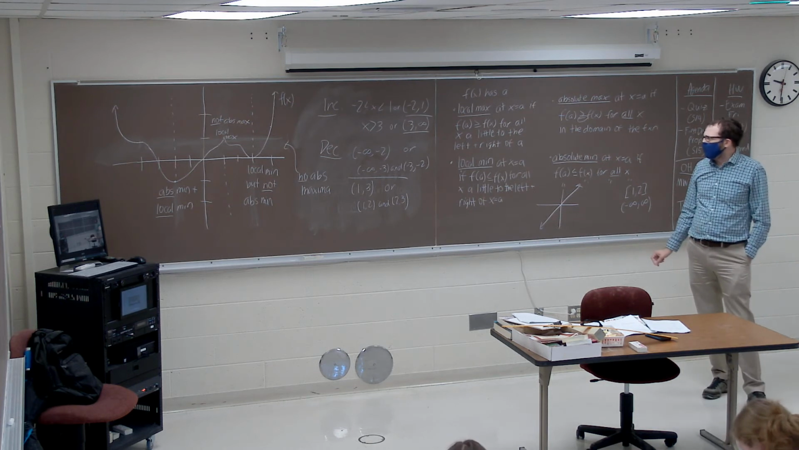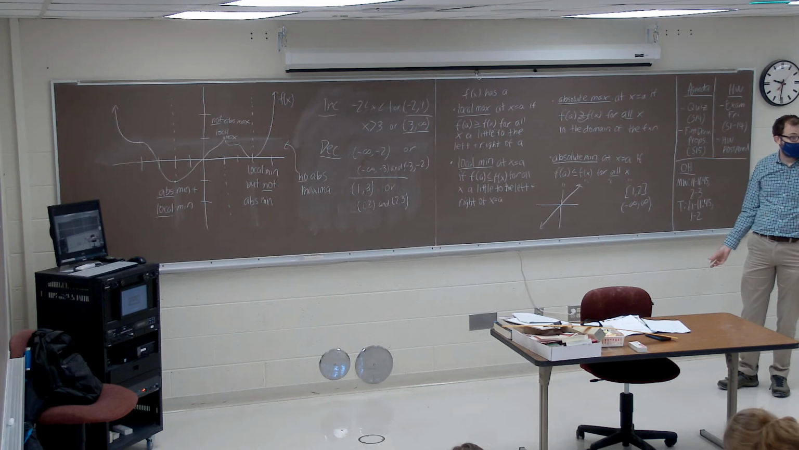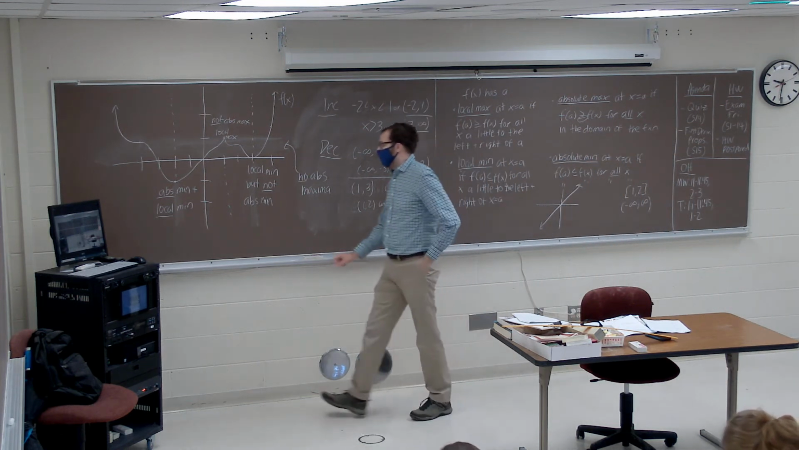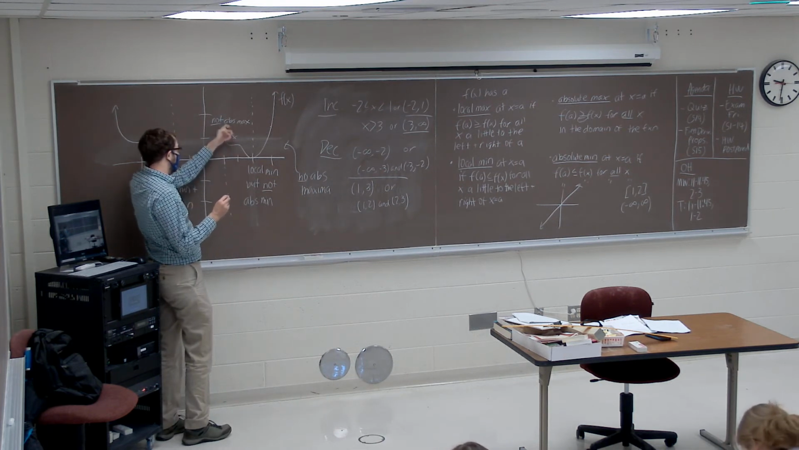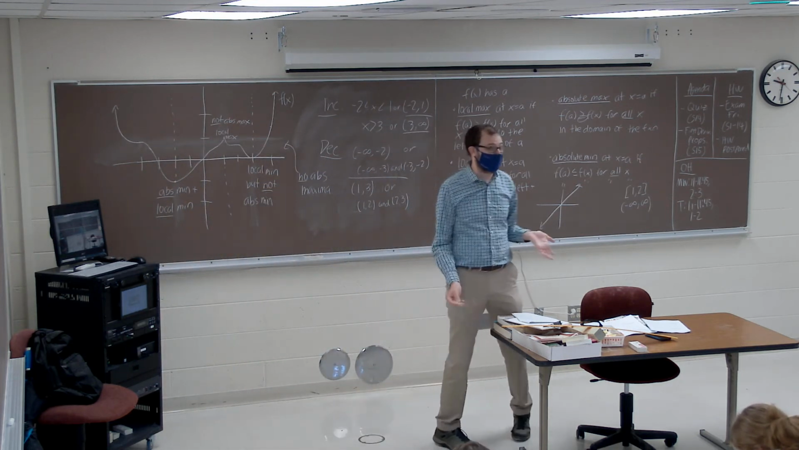Let's see, any other questions or comments about this particular function? I think this has it all. We have two local minima, one of which is absolute, one of which isn't. Only one local max, which isn't an absolute max, and turns out we have a function with no absolute maximum on it.